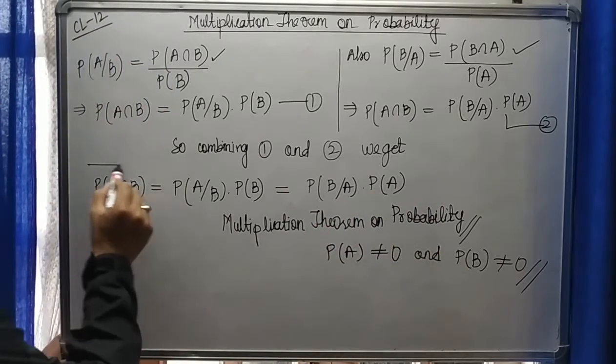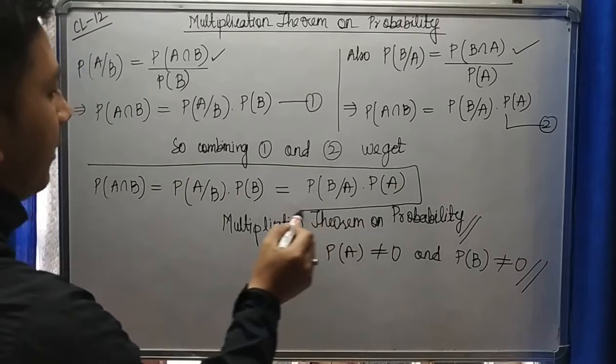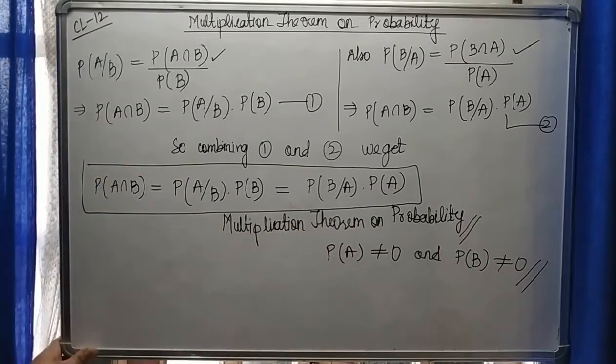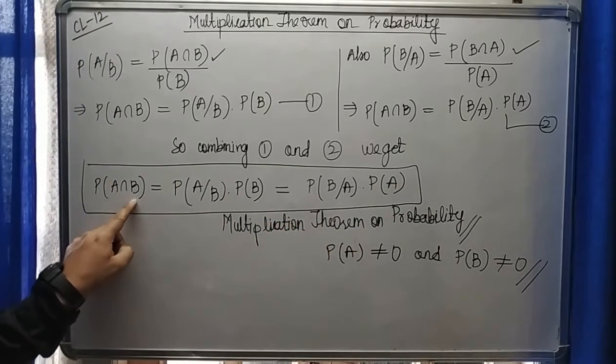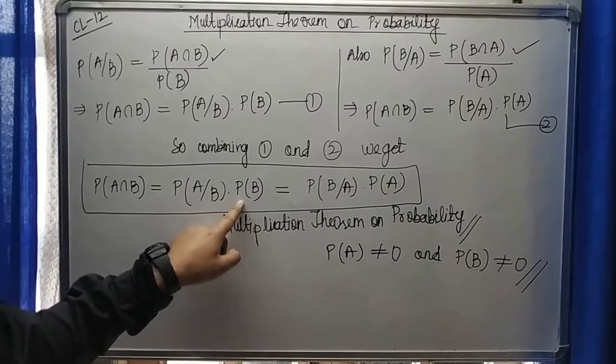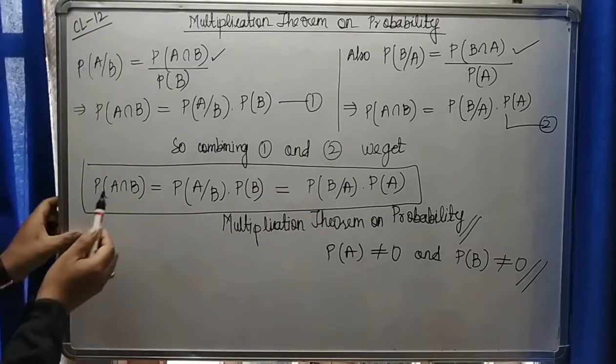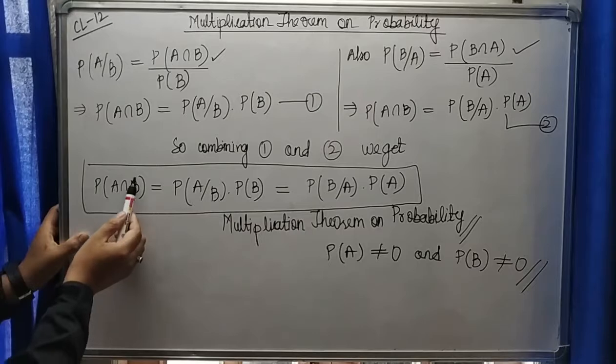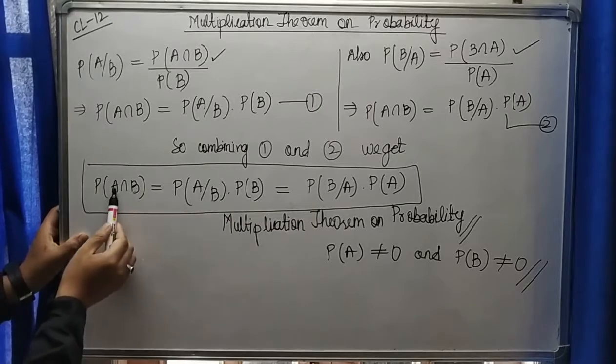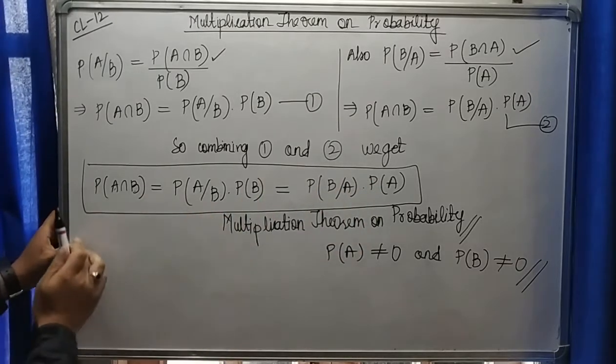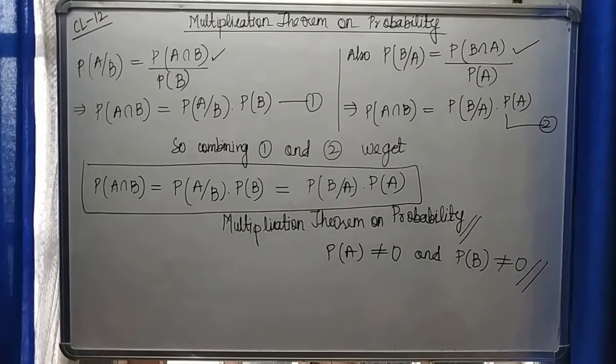Once again, the formula is probability of A intersection B is equal to probability of A slash B into probability of B, which is equal to, it's very easy to remember, B slash A into probability of A. Very, very simple and easy. Okay, so pause the video and note it down.